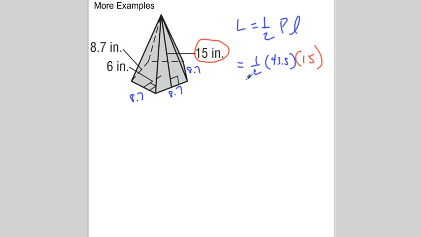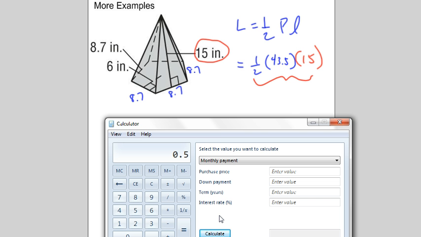Okay, so multiply all of this stuff together. 1/2, you can use 0.5 if you want, times 43, times 43, times 15, and it looks like it's 322.25. Well, I just double checked my math, and I think I might have punched in something wrong, so I'm going to do it again. 0.5 times 43.5 times 15. 326.25.